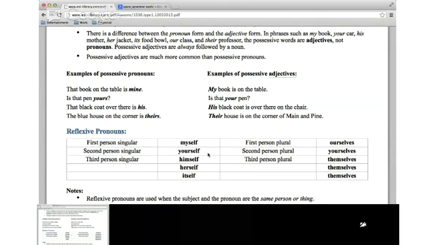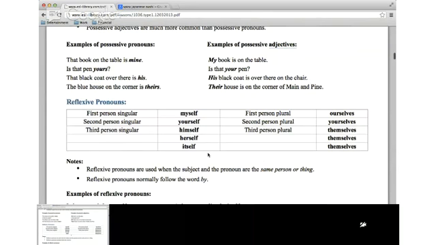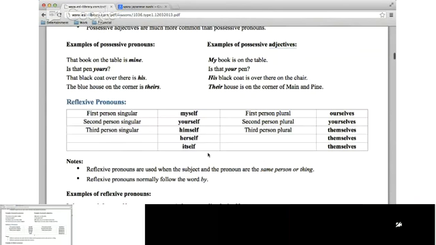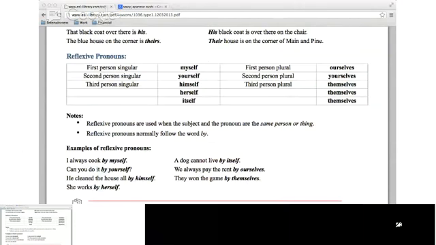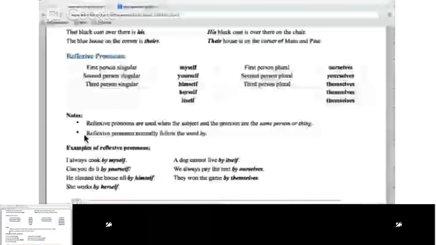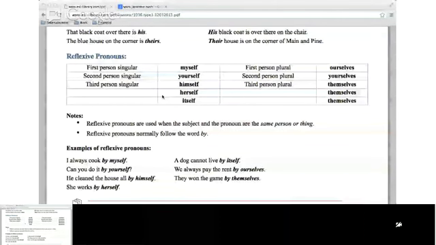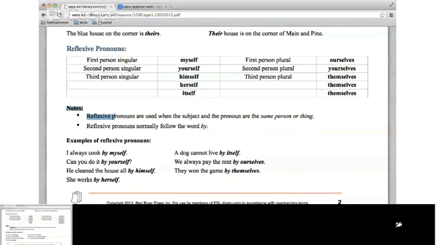Now let's go to reflexive pronouns. And this is for Maria. Maria, are you there? Okay, how about Linda? Hi there. Okay, Linda, let me have you read everything about reflexive pronouns. So I'll have you read the chart that's here, the notes, as well as the examples of reflexive pronouns.